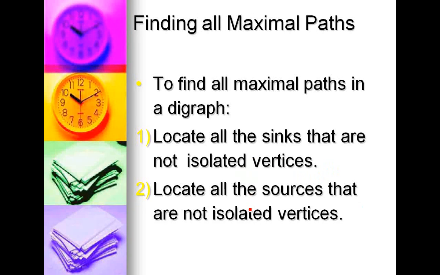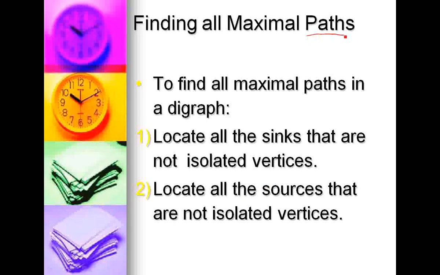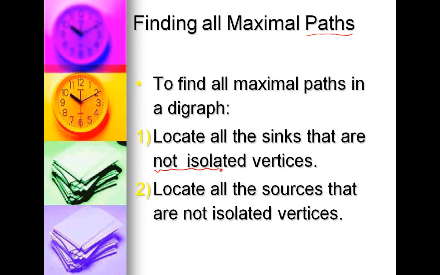Okay, the second half of section 7.1, we're finding all the maximal paths. Maximal paths start at sources and end at sinks. So we're going to find out what all of our sources are, and all of our paths are going to start at the sources. We're going to follow the path until we reach a sink. Now, since it says it's a maximal path, it has to have two or more vertices. So maximal paths do not include isolated vertices.